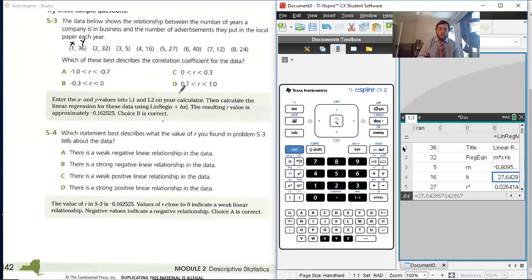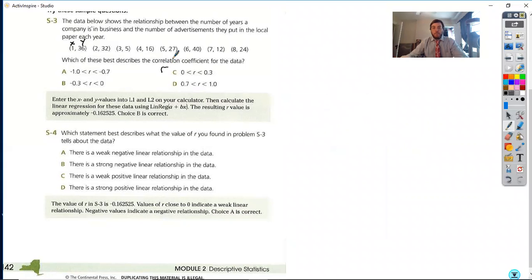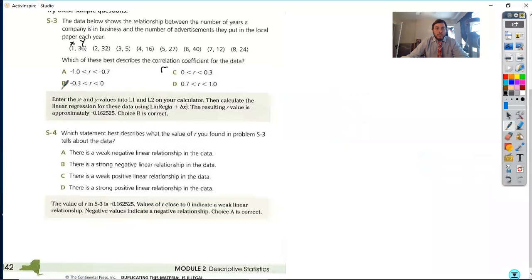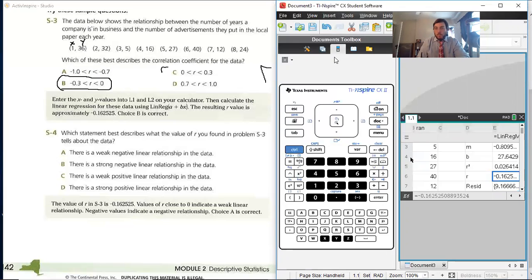So the correlation coefficient, if we're back here, that's our R value. So if we take a look at our calculator, we scroll down looking for R, we see R squared, but we don't see R. Now here is R. R is negative 0.16. So if we're looking on this one here, where would negative 0.16 fall? That's in choice B. So our R here is equal to negative 0.16. So now, done with the calculator, don't need it anymore for this problem.